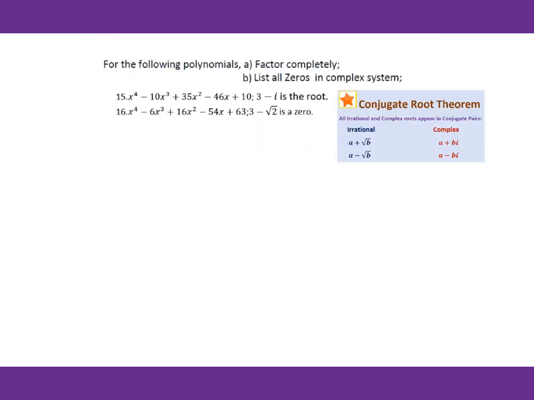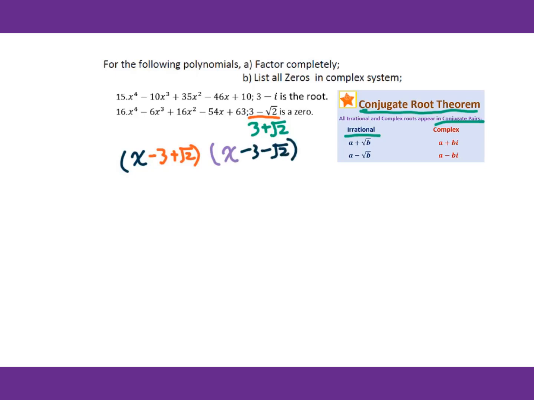Now let's go to 16. 3 minus the square root of 2 is a 0. According to the conjugate root theorem, irrational roots always come in pairs. Therefore, 3 plus square root of 2 is also a 0. We will write down the factors: x, always change the sign for both. You will get x minus 3 plus square root of 2. Then you get x minus 3 minus square root of 2.